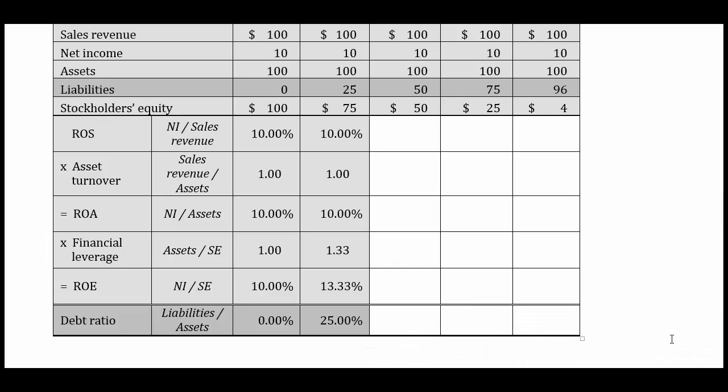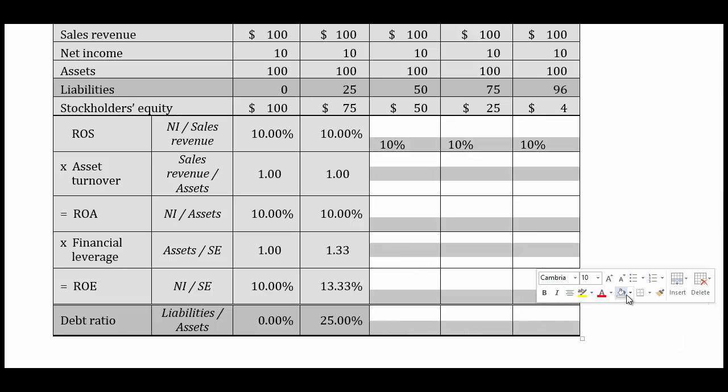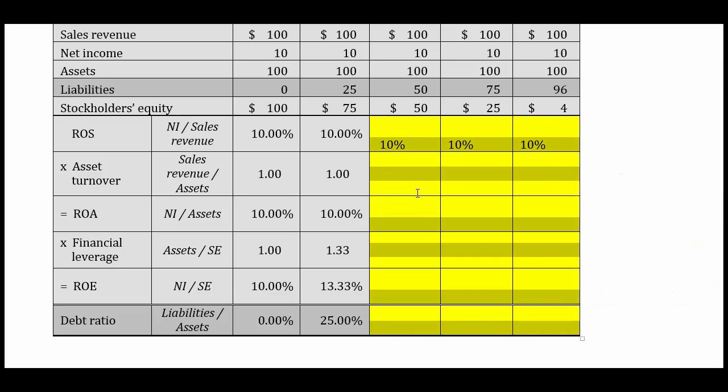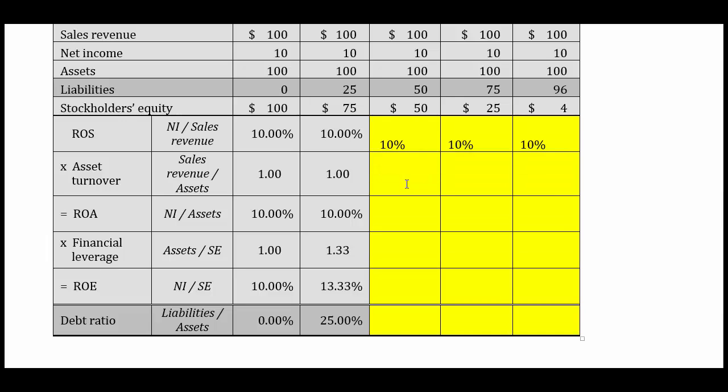So we've got return on sales here. Where's return on sales for C, D, and E? It's 10% across the board. How about asset turnover? Sales revenue divided by assets. It's always 1 because sales is always 100 and assets is always 100, so it's always going to be 1. So return on assets is always 10%.